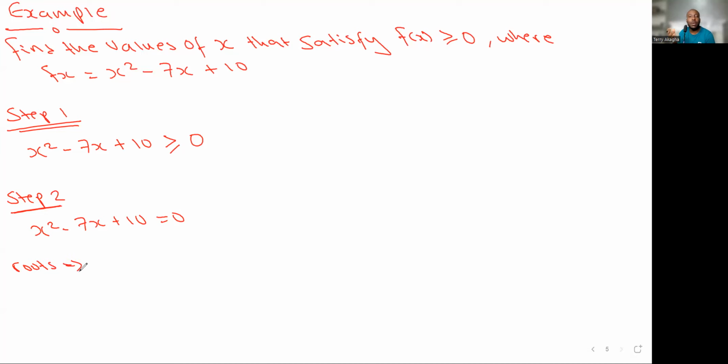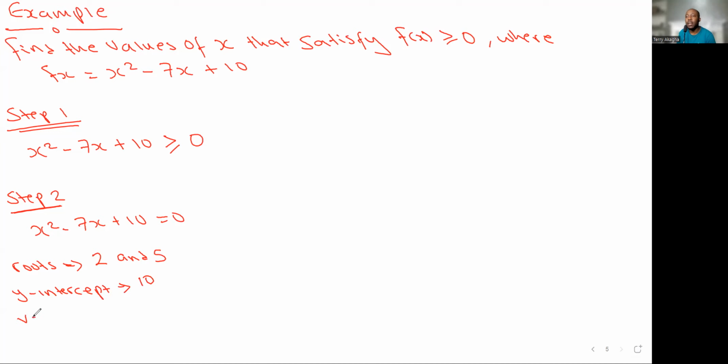You can use any method, the formula method or the complete the square method, and you'll find that the roots are 2 and 5, okay? Then you also find the y-intercept. At the y-intercept, x is equal to 0. When you check the video for y-intercept, you see that it will be equal to 10.